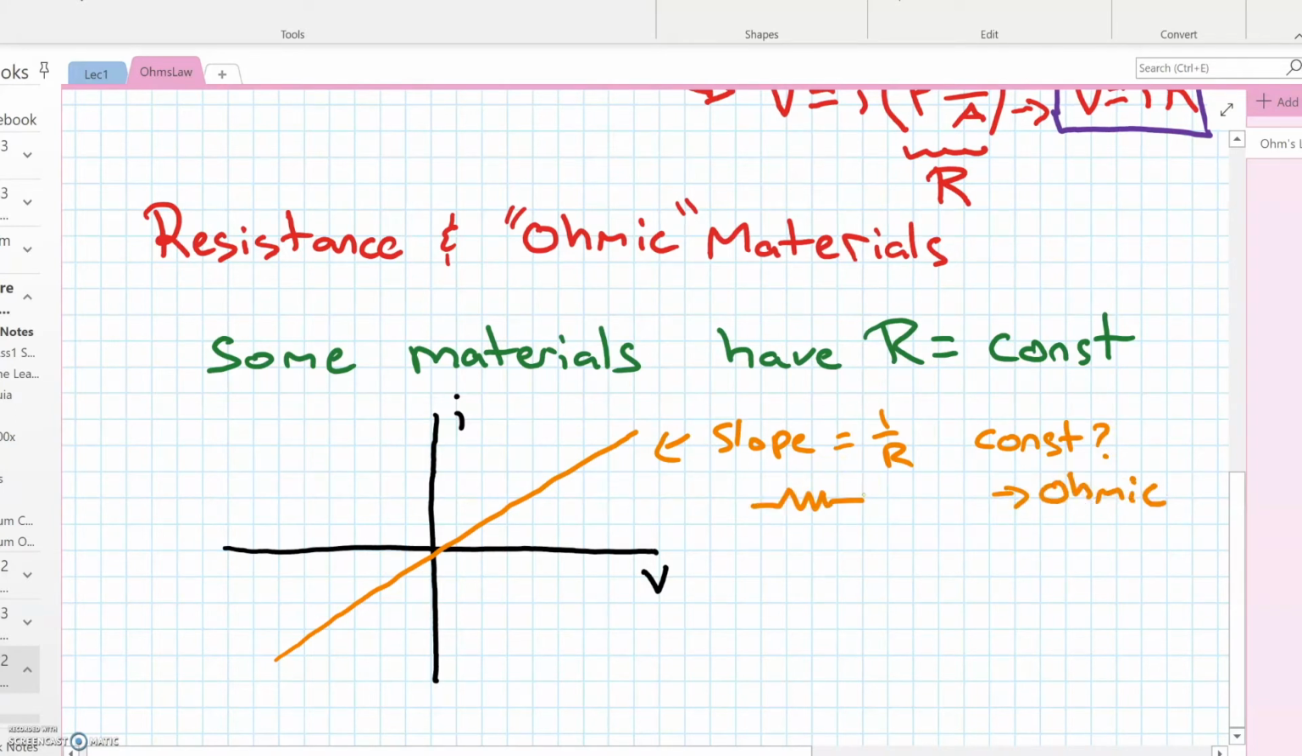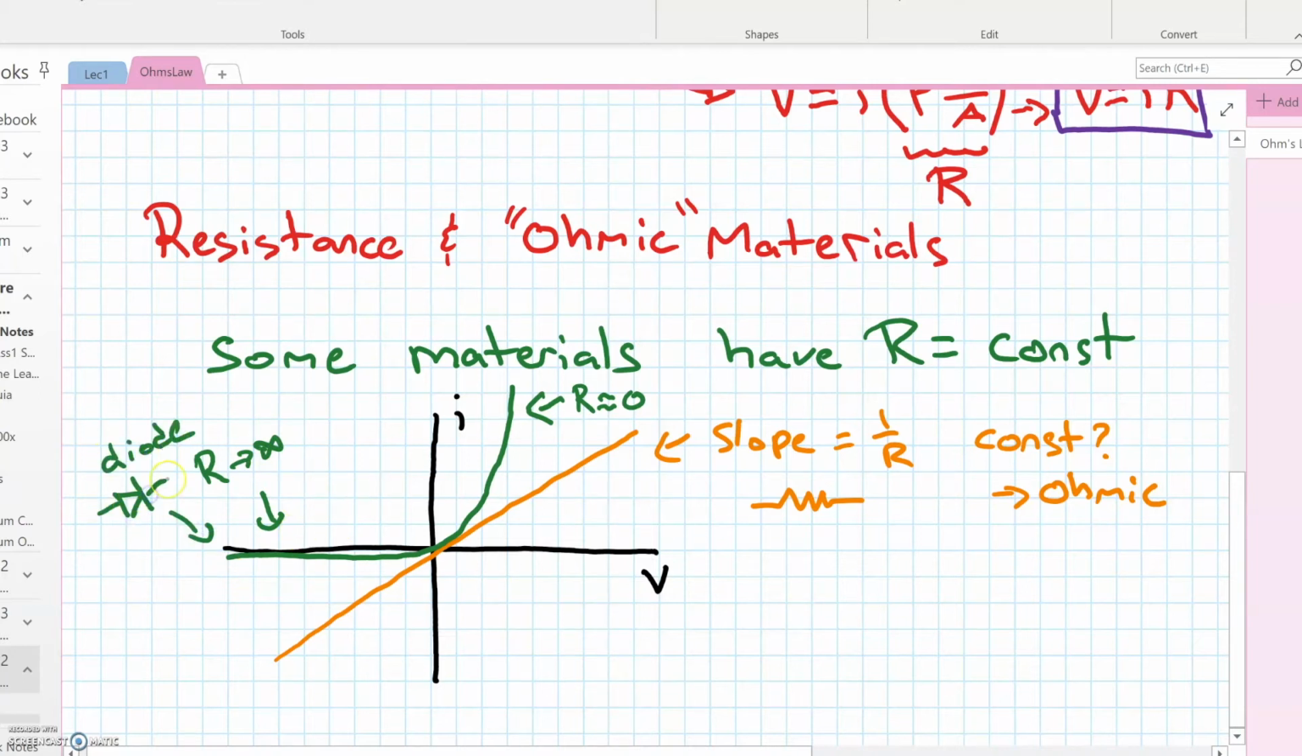There's many things that we're going to deal with in this course that are not ohmic. For example, we're going to see things in a couple weeks called diodes. And they have a current versus voltage curve that looks like this. Up here, the slope goes to infinity. That's 1 over R. So R is approximately 0. And here, it's very flat, approximately infinity. It seems weird to say approximately infinity, but you get the idea. This is what we call a diode.